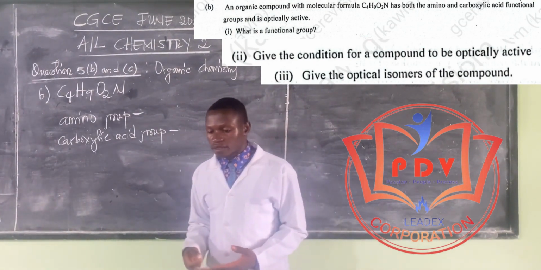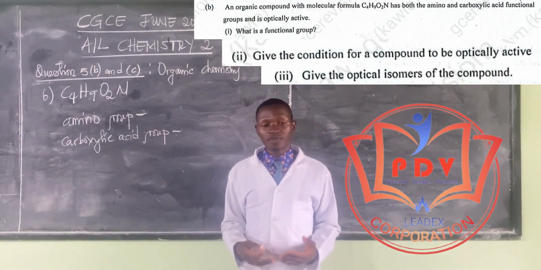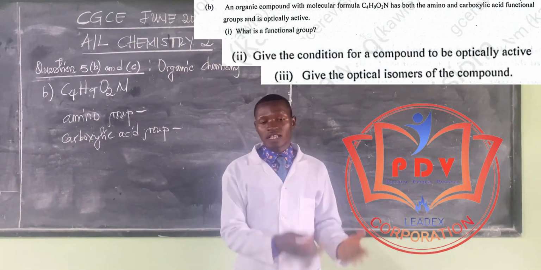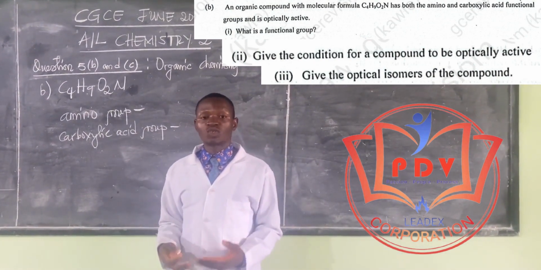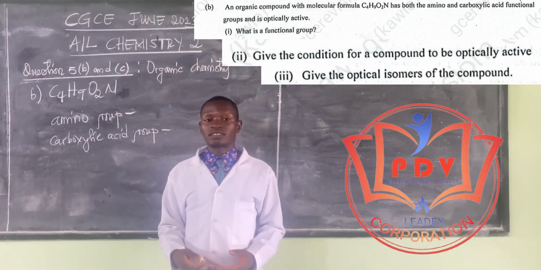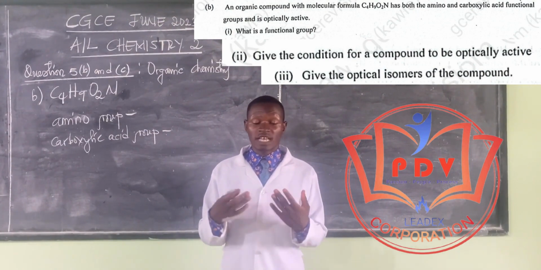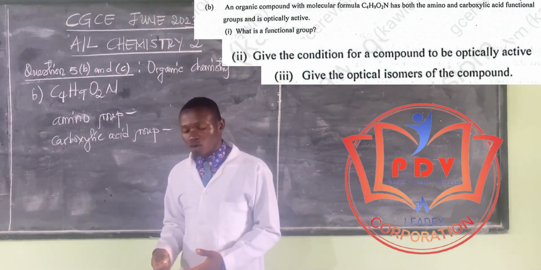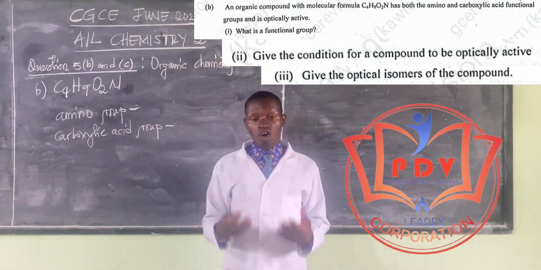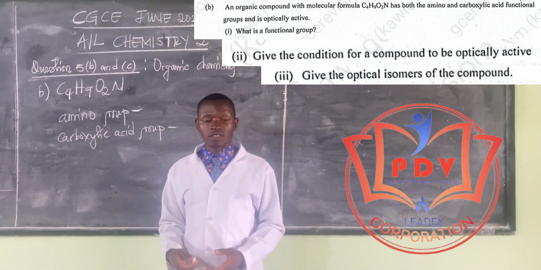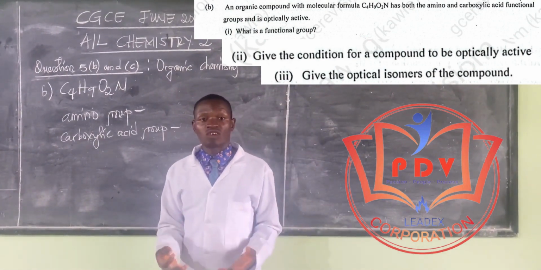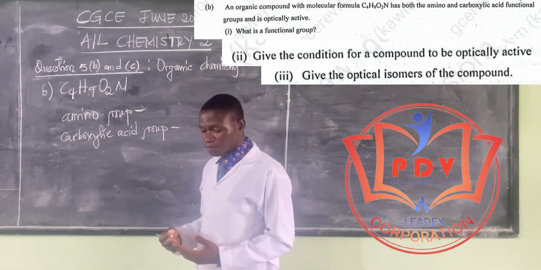Roman 1. What is a functional group? Simply, a functional group is an atom, a group of atoms, or a bond common to a homologous series, and that determines the chemical properties of all members of that series. A functional group again is an atom, a group of atoms, or a bond common to all members of a homologous series, and that determines the chemical properties of that homologous series.